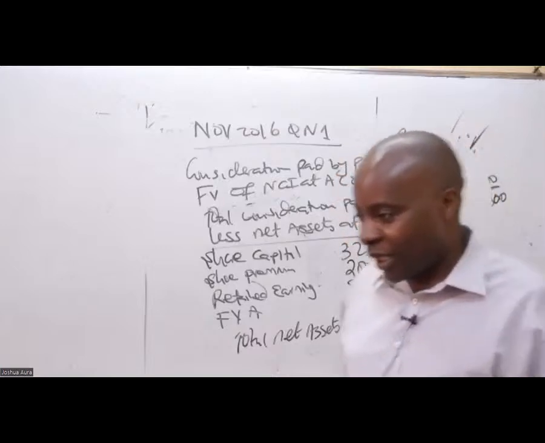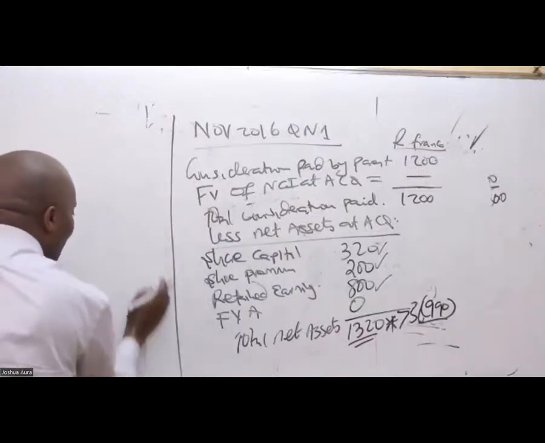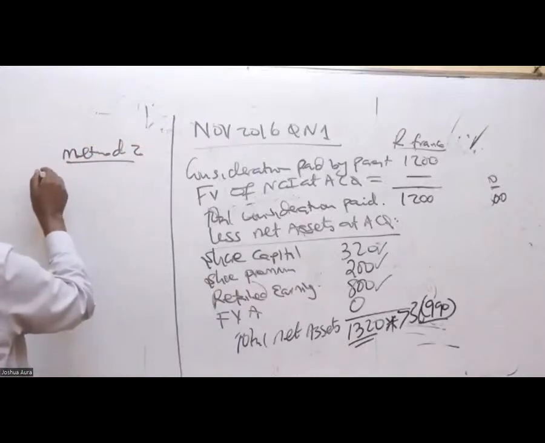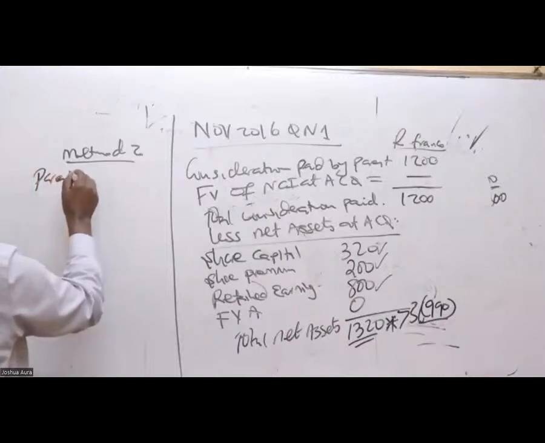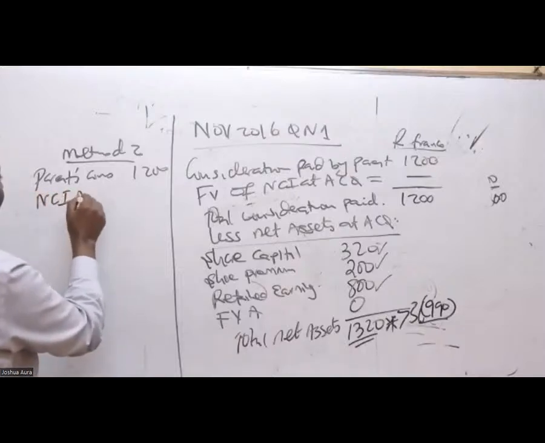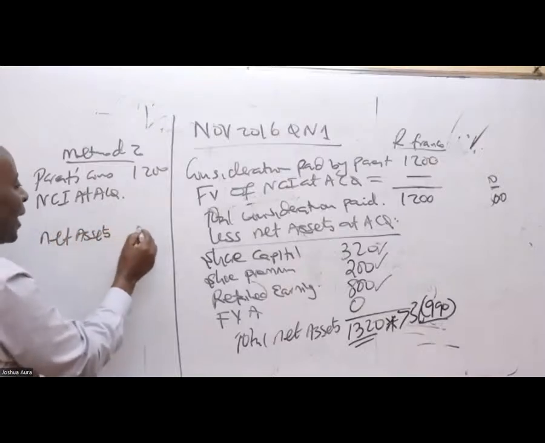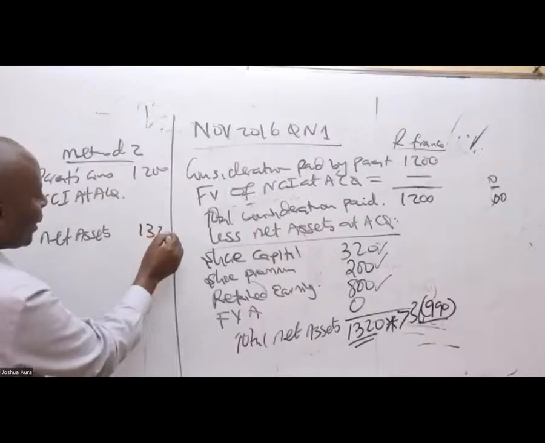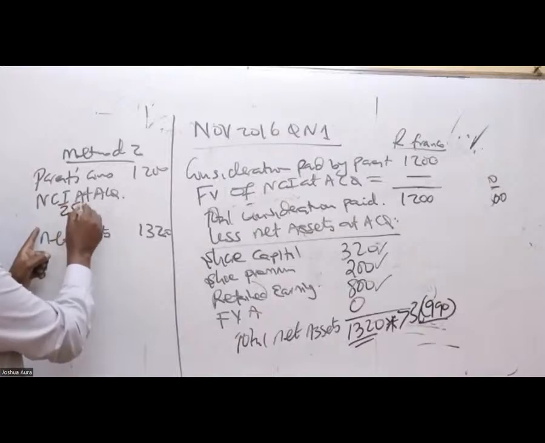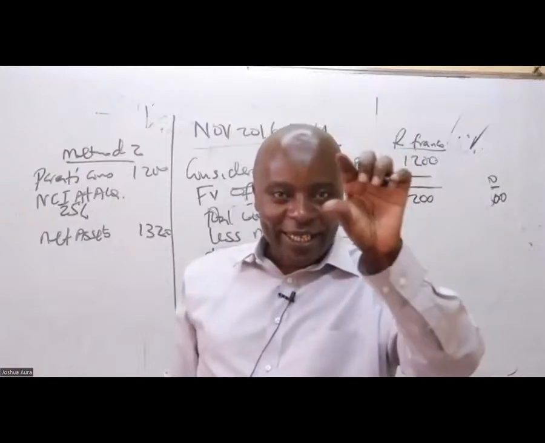Haya, sasa nisikizeni vizuri. Utakuta sijui kai ndio method ambayo mmezoea. Utapata mwingine aliniambia mwalimu sisi tumezoea method 2. Where in this case here they come and they say parent's consideration. The parent's consideration is 1200. And then we have here NCI at acquisition. They'll tell you if the net assets here are 1320, mwalimu, we know that the NCI percentage is 25. NCI percentage is 25 because if the parent has 75, then NCI has 25.